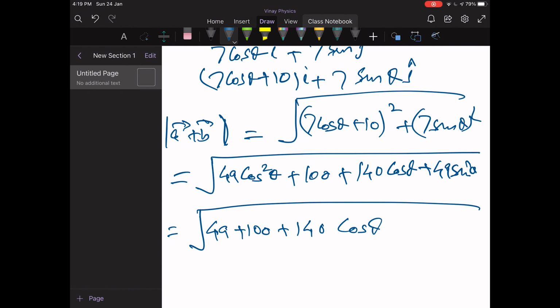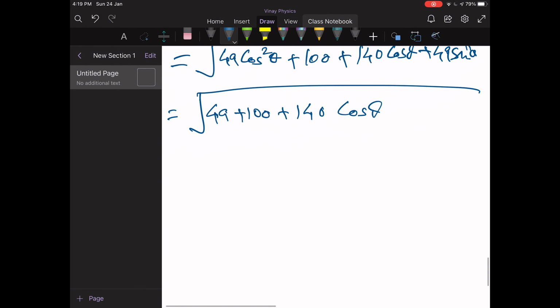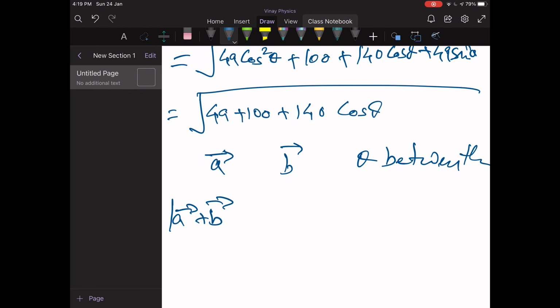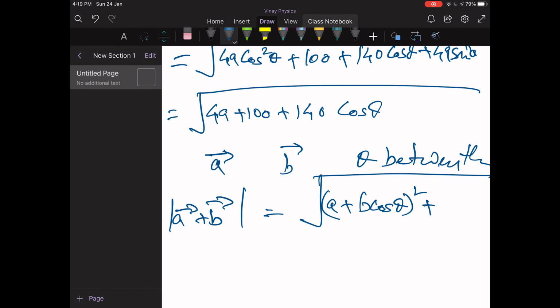And if you are looking for a generic formula, if you have a vector A and a vector B with the angle theta between them, the magnitude of A plus B is nothing but the square root of, if you take A along the x axis, so it will be, A plus B cos theta whole square plus B sin theta whole square.